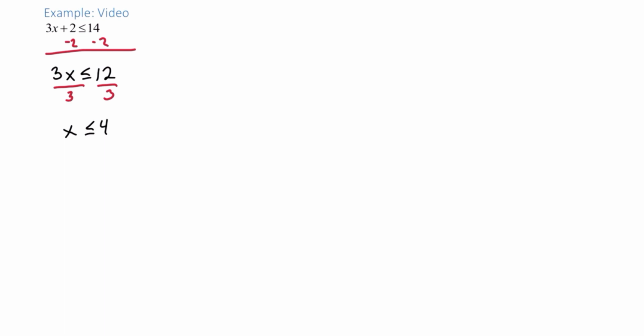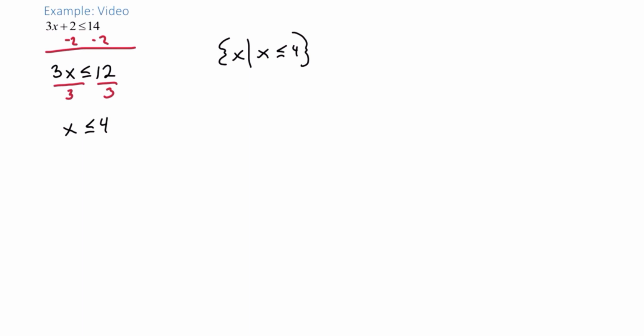Set notation is all x such that x is less than or equal to 4. If we wanted to graph this, we would have a closed circle on the 4 and shade to the left.